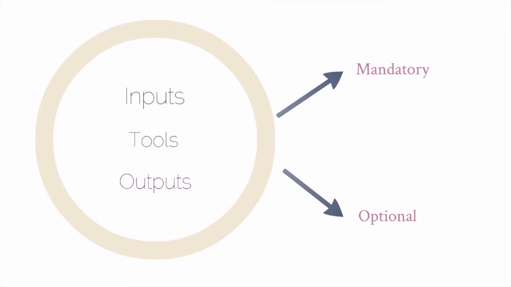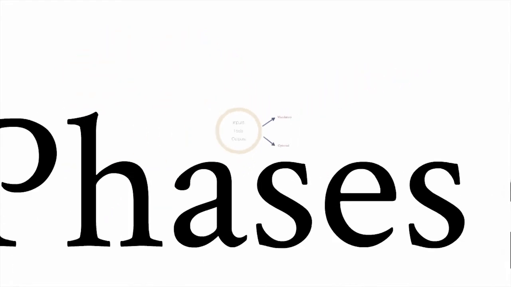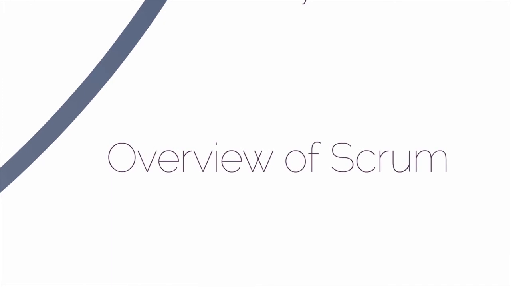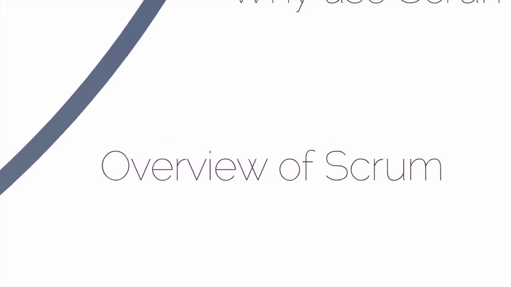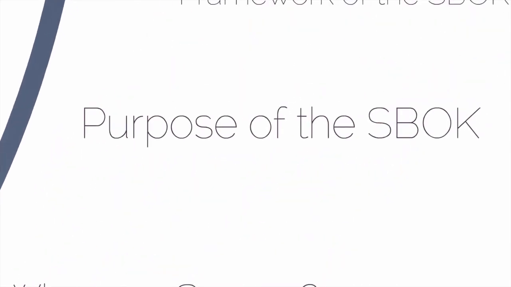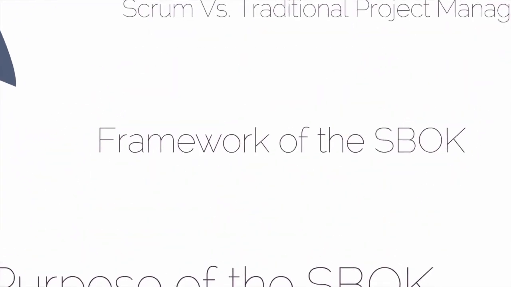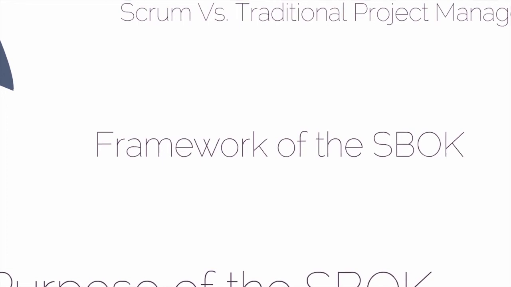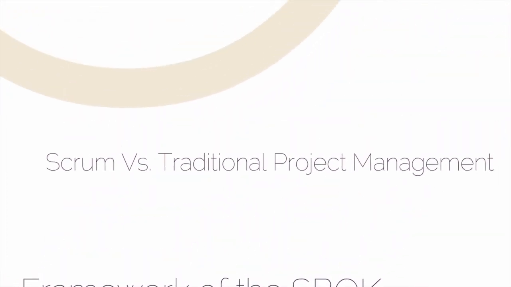Finally, Appendix A contains an overview of the Agile Manifesto by Fowler and Highsmith, and a discussion of various Agile methods for those who want more information about Agile. The sections covered in this chapter are 1.1 Overview of Scrum, 1.2 Why use Scrum, 1.3 Purpose of A Guide to the SBOK, 1.4 Framework of A Guide to the SBOK, and 1.5 Scrum versus Traditional Project Management.